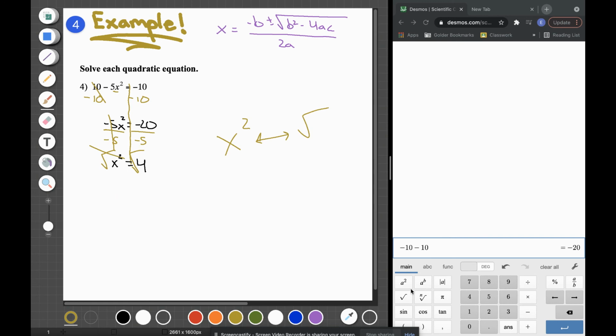The square root of 4, that is 2. But if you didn't know that, you come over and use your calculator: square root of 4 is 2. So that squared got rid of, and all we have is x equals the square root of 4, which is 2. So x equals 2.